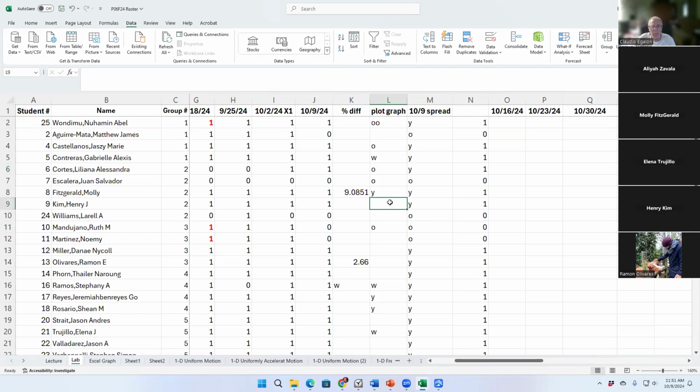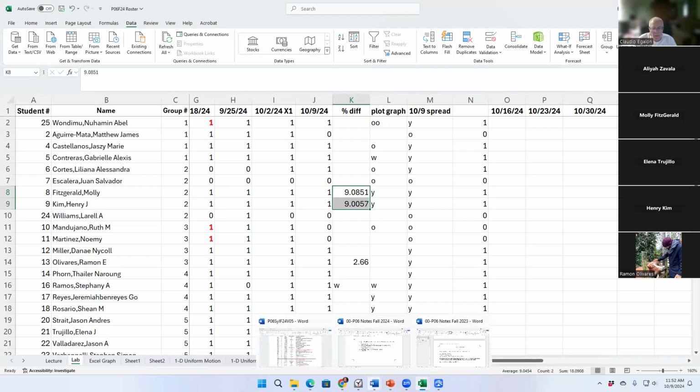Oh, yes, I did. Did you get the percentage difference for the acceleration of gravity? Yeah, so mine was 9.0057. So that's different from Molly, right? Molly got 9.08. Yeah, so I just had a question.